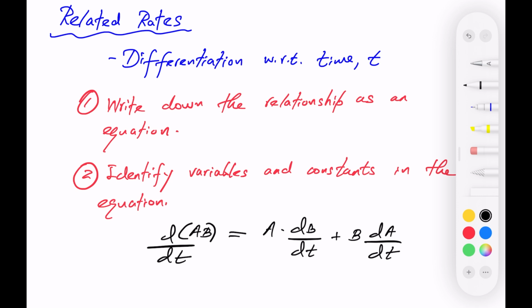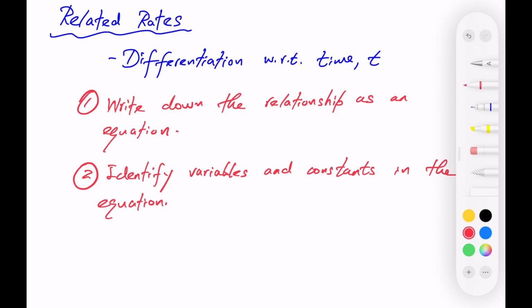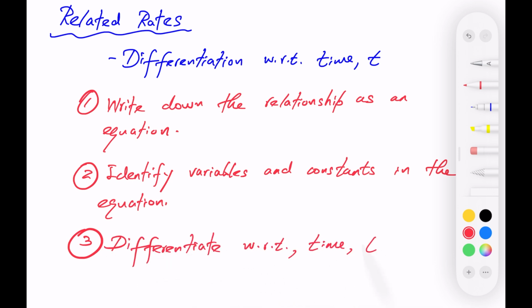Likewise, in order to do the differentiation correctly, we must know what the variables are and what the constants are. Once you clearly know what the variables and the constants are in that equation, we will differentiate that entire equation with respect to time t. That's our third step. Alright, now we are all set to look at an example.